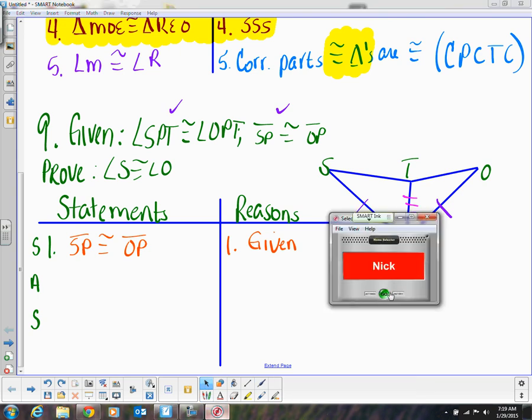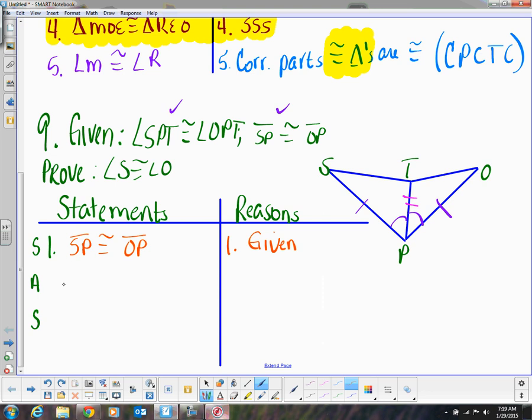All right. So after this, I need a pair of angles. What are my angles, Sydney? Angle SPT is congruent to angle OPT. Why? It's also given. All right, so my 2 givens in my proof now are used.